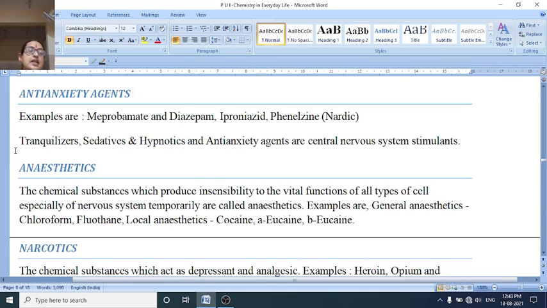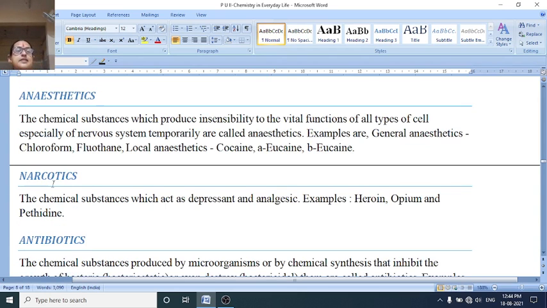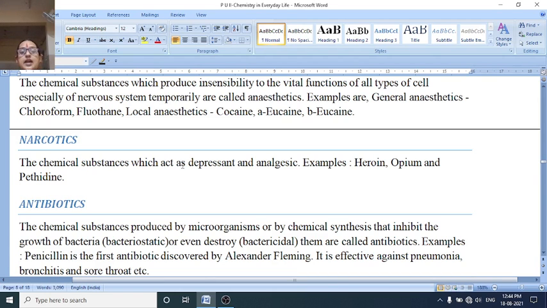Next drug is anesthetics, the chemical substances which produce insensibility to the vital function of all types of cells, especially of the nervous system, temporarily, are called anesthetics. Examples are general anesthetics, chloroform, halothane, and local anesthetics. These are all the examples of anesthetics. Next is narcotics, the chemical substances which act as depressant and analgesic, such as heroin and opium.